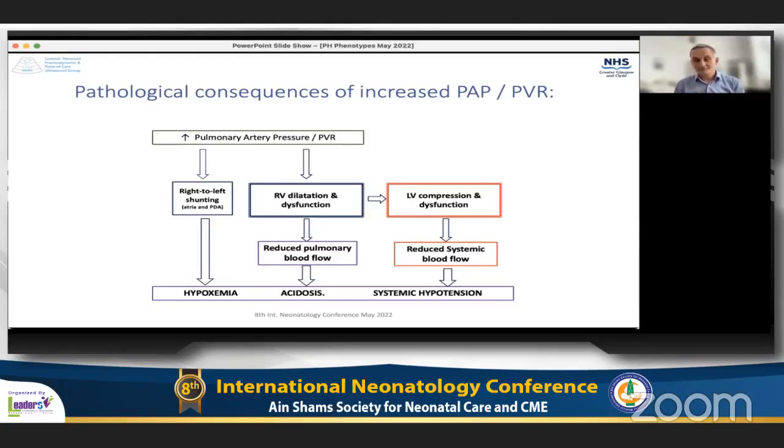And the combination of hypoxic right to left shunting with impaired right and left ventricular performance in pulmonary hypertension gives rise to impaired systemic blood flow, impaired systemic oxygen delivery, and the clinical picture that we described already: hypoxia, metabolic acidosis, and systemic hypotension. We'll also see respiratory acidosis because of reduced pulmonary blood flow and therefore impaired CO2 clearance.